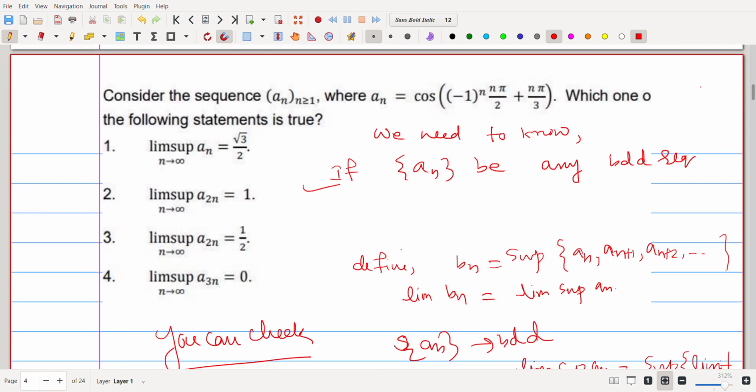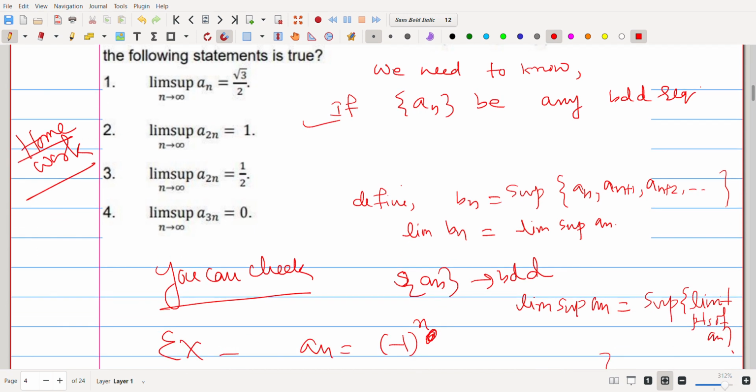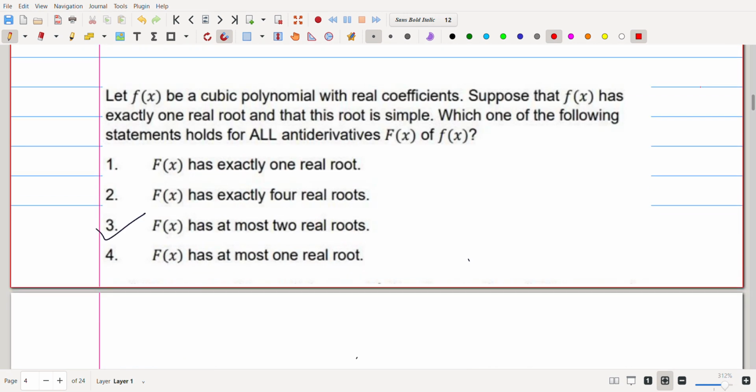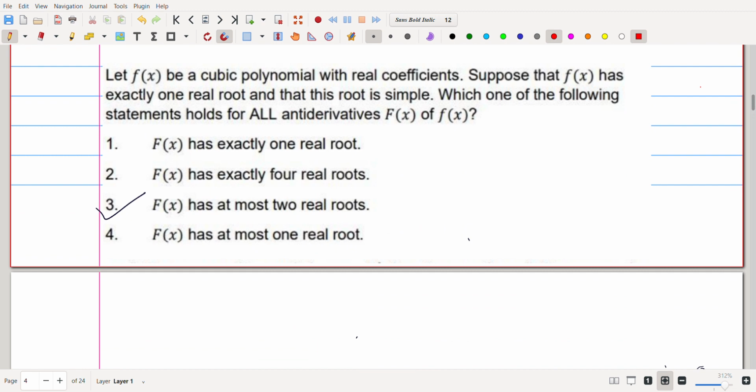Now this is homework. You can do that. You already know the definition of lim sup. Now check the definition and see that lim sup of a_n and lim sup of a_2n and so on. Okay, move to the next one.